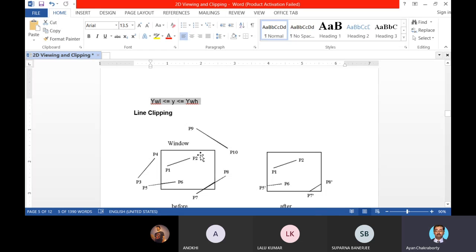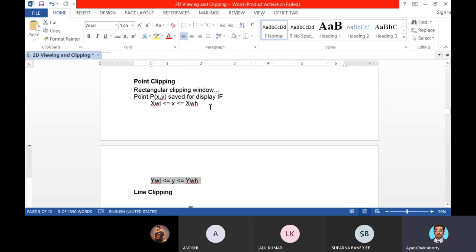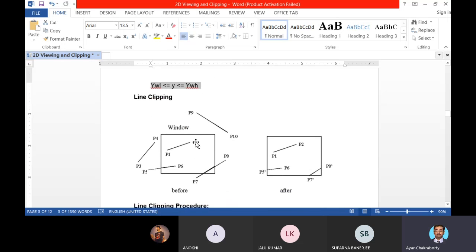Again, we will check the same thing for the point P2, that is, whether x2 and y2 are within the range of XWL, XWH and YWL, YWH. If x2 and y2 are within these two ranges, then we will say that point P2 is also within the window coordinate frame. So both the points P1 and P2 are completely inside the window coordinate frame. So we can say that this line P1, P2 is completely within the window frame.